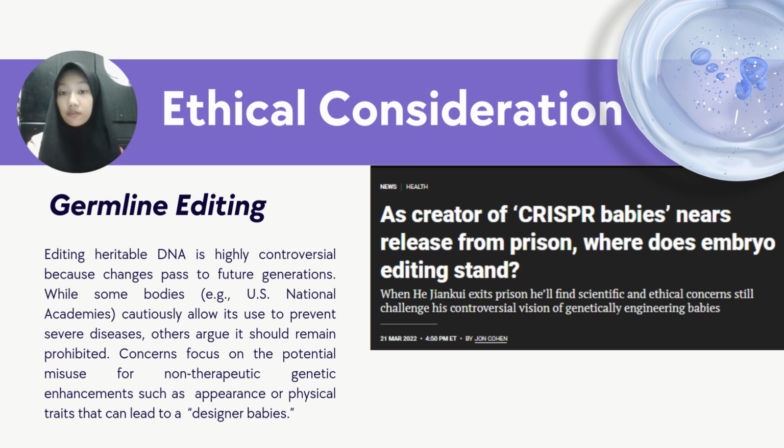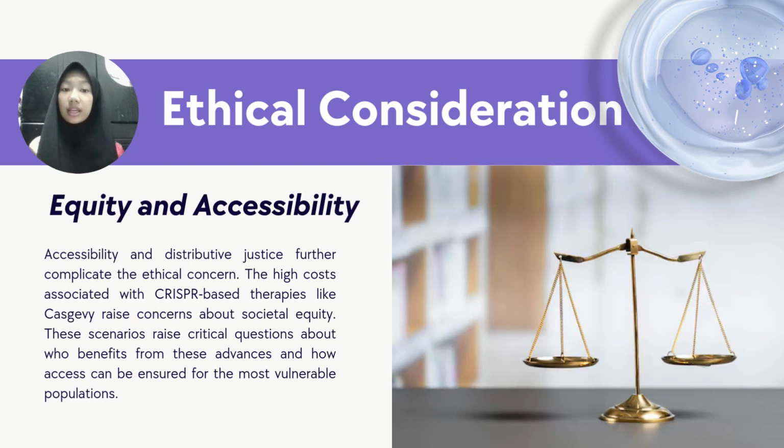Next, we will move to the ethical considerations of CRISPR-Cas9. The first one is germline editing. Editing heritable DNA is highly controversial because the change can be passed through future generations. While some bodies, like the US National Academies, allow its use to prevent severe disease, others argue it should remain prohibited because the concern focuses on the potential of misuse for non-therapeutic genetic enhancement, such as appearance or physical traits, that can lead to a designer baby.